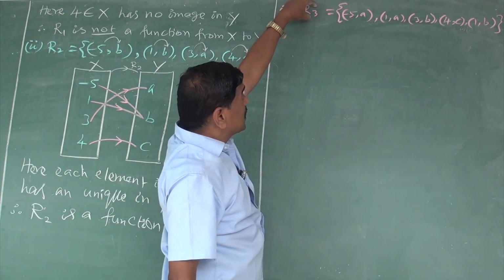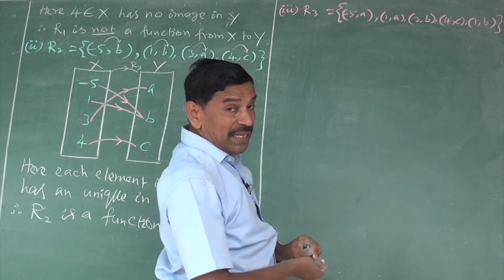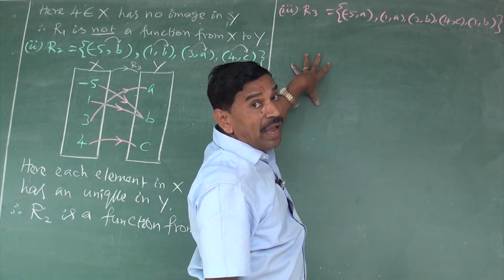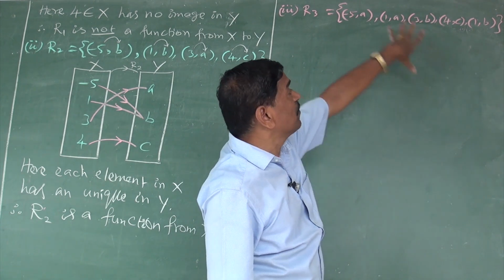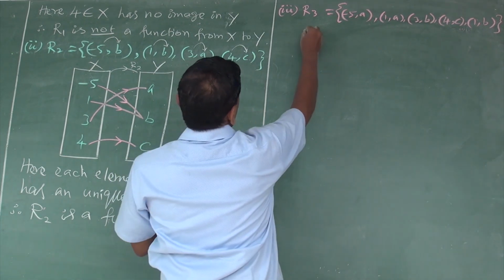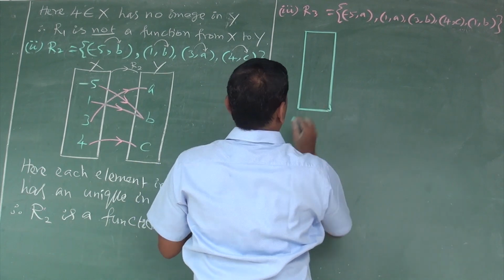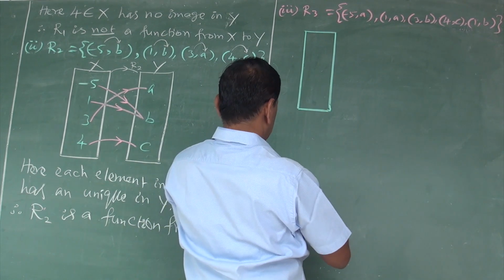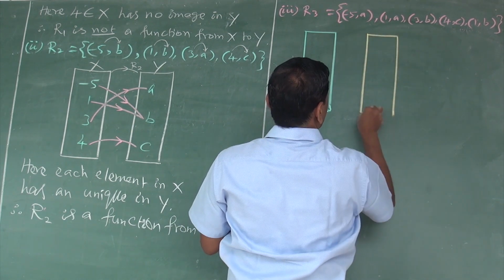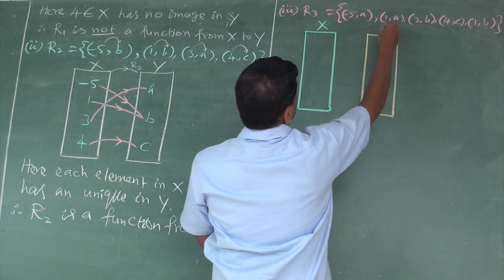To verify the relation R3 is a function from X to Y, it is enough to verify each element in X has a unique image in Y. So that is the definition for a function. Let us draw the arrow diagram for this. First, X set. Next, Y set, suppose.